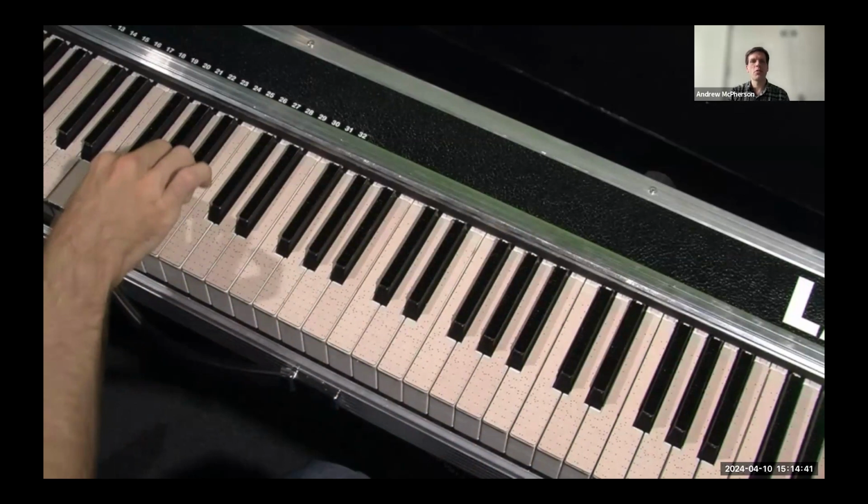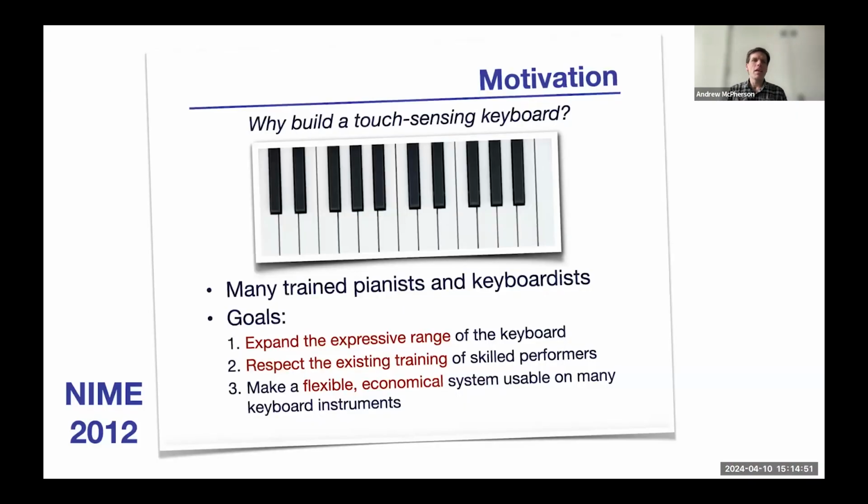Incidentally, compare that to the Emerson Quartet playing Beethoven, and you can start to see the sort of paucity of this idea that this is a good representation of string playing, but never mind. Here, I went back and looked at what I said about this in NIME 2012 when I presented this, and I had a whole story about expanding the expressive range of the keyboard. There's that word, expressive, huh? And then respecting training of skilled performers.